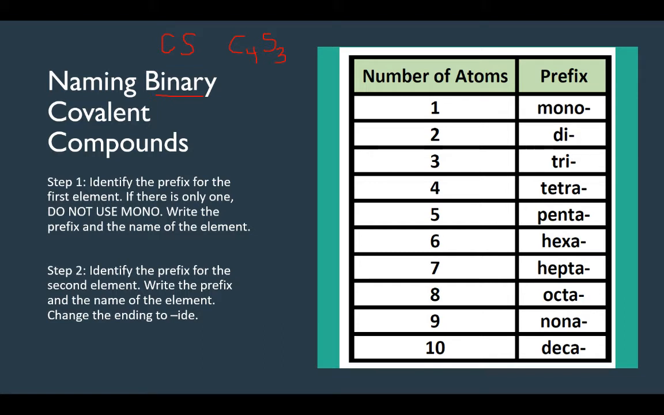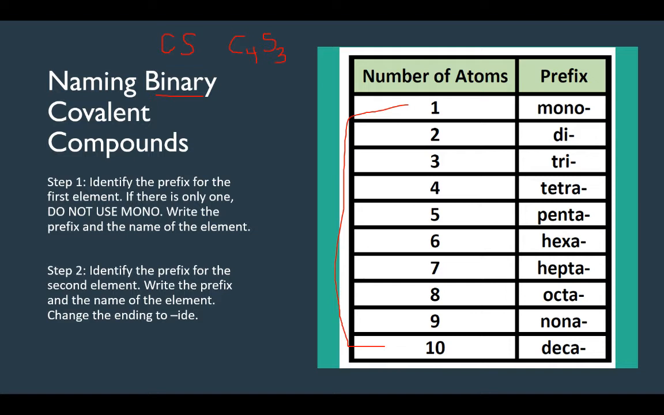So the first thing we need to do is identify the prefix for the first element. If there's only one, do not use the prefix mono. So here's our chart of prefixes. If there's one atom, we would say mono, 2 atoms di, 3 atoms tri. But if our first element only has one of those, then we don't use any prefix. If there are 2 of our first element, then we would say di something.